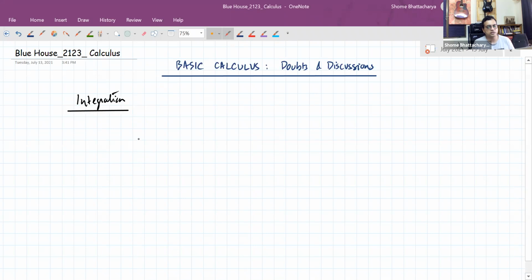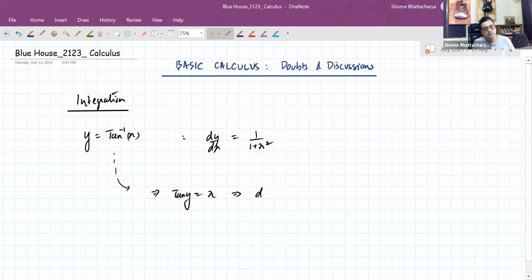So we have seen earlier in differentiation that if y is equal to tan inverse x, then dy by dx comes out to be 1 upon 1 plus x square. How do we get this? By doing the chain rule application. We say that this implies that tan y is equal to x. So we say that differentiation of tan y with respect to x is equal to 1 on the other side.